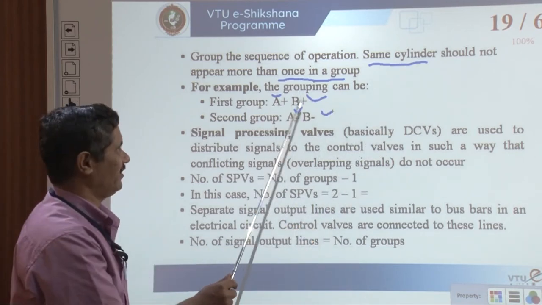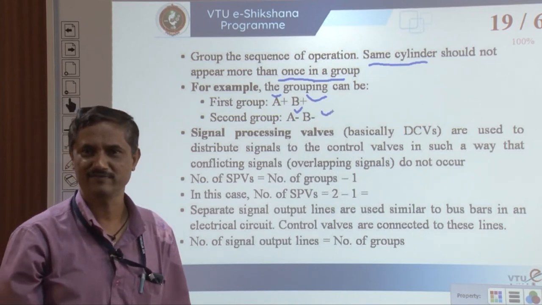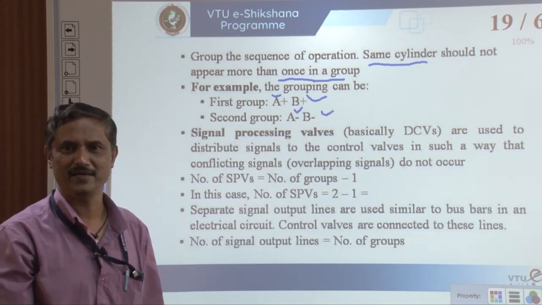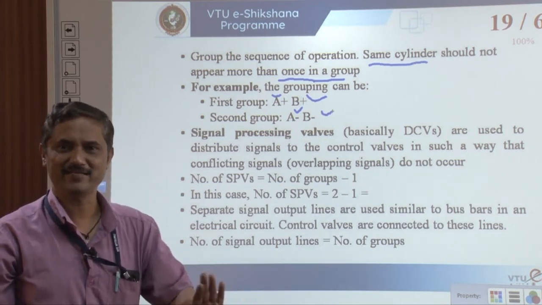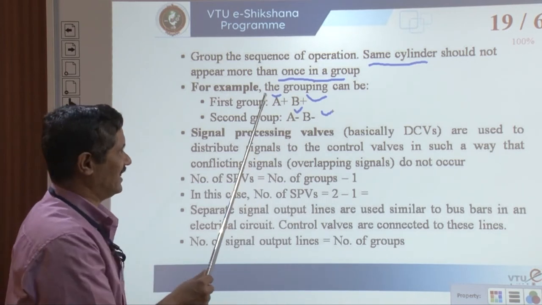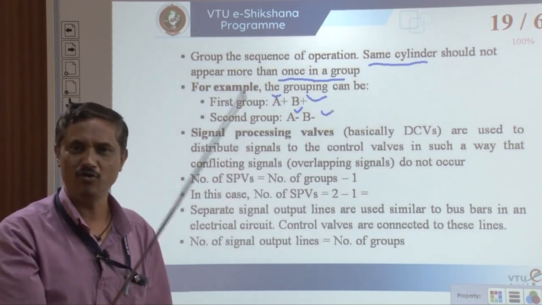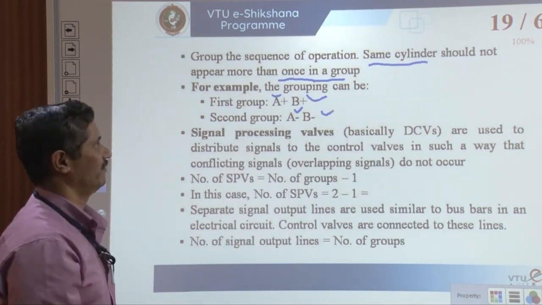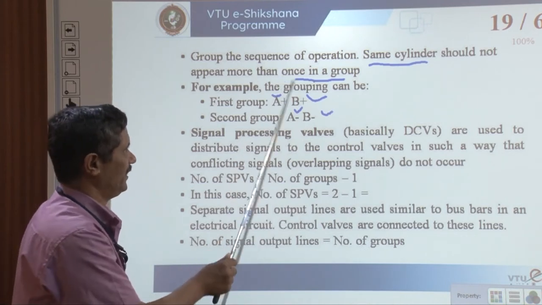If you try to club B plus B minus, you are not allowed to do that. Or A plus A minus, you are not allowed to do that. It tries to eliminate such possibilities itself. So, the grouping is done in such a way that the same cylinder should not appear more than once in a group. This is how we can take a grouping.